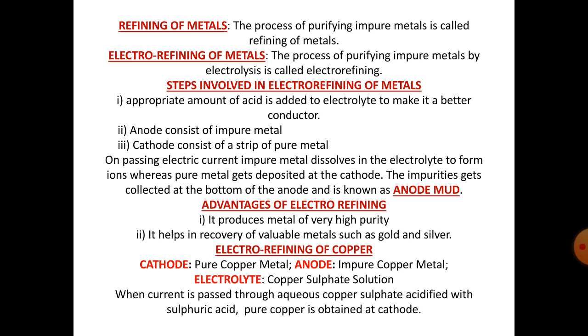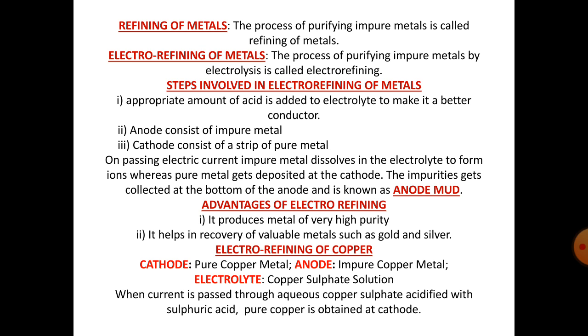Now, what are the steps involved in the electro-refining of metals? There are 3 very crucial steps. First, to the electrolyte, we need to add a small amount of acid. Now, why is acid added? It is added to make the electrolyte a better conductor of electricity. Second, the anode is always the impure metal. Cathode is always the pure metal. On passing electric current, impure metal dissolves in the electrolyte, whereas pure metal gets deposited at the cathode. The impurities get collected at the bottom of the anode and are known as anode mud.